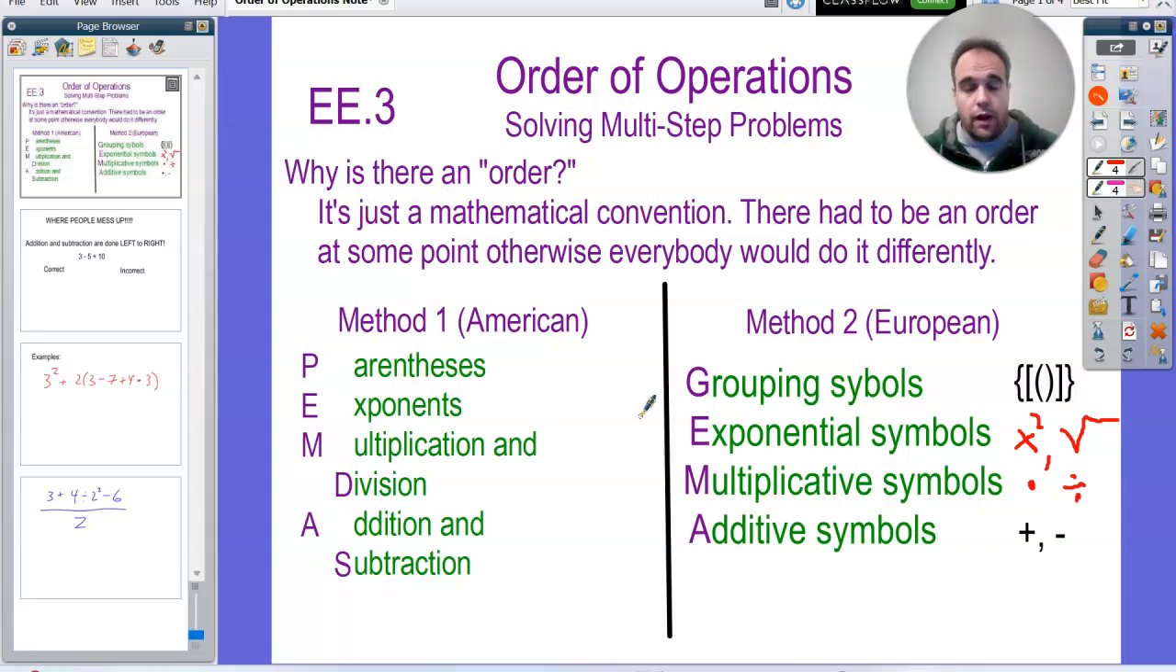Hey y'all, today we're doing order of operations. This is the way we solve multi-step problems. You've seen this in previous years in 6th grade, possibly even in 5th grade, but it's a good recap, and it of course involves negative numbers in 7th grade.